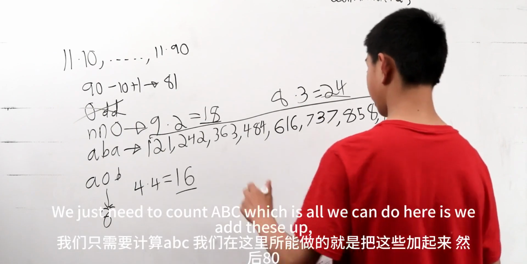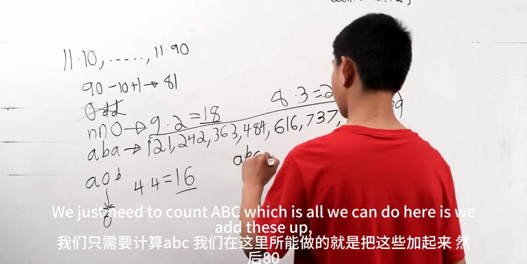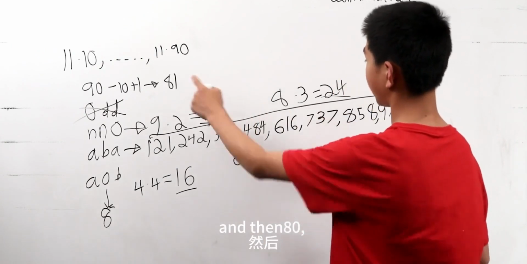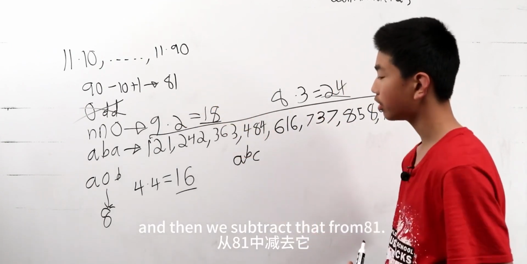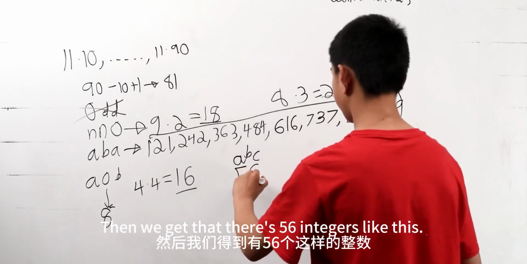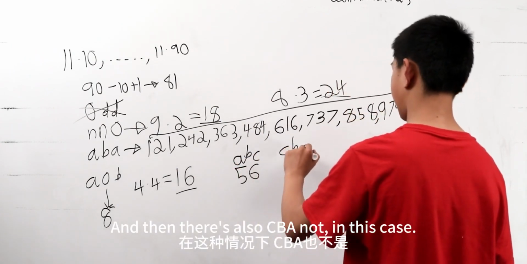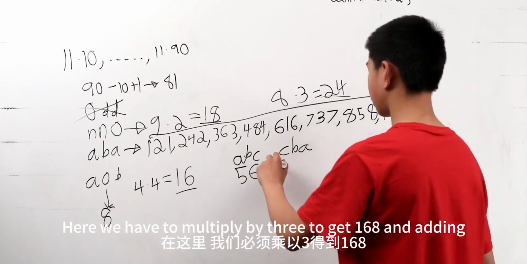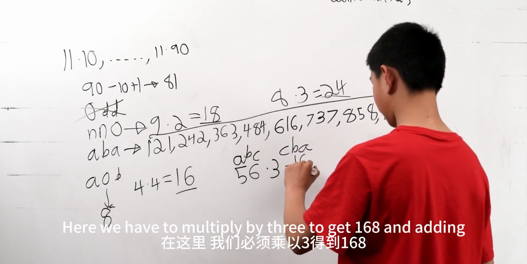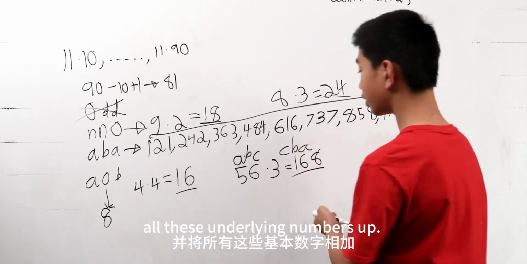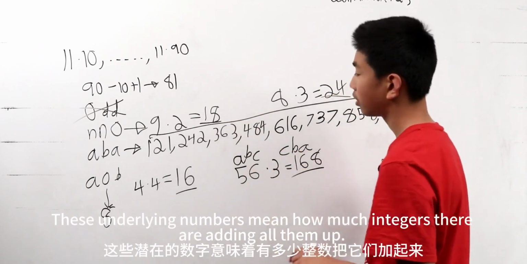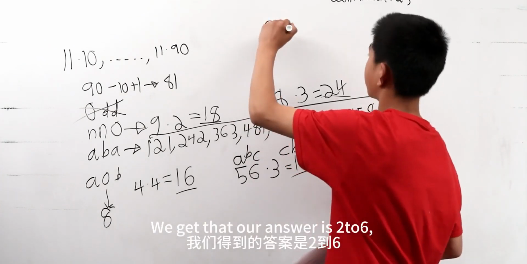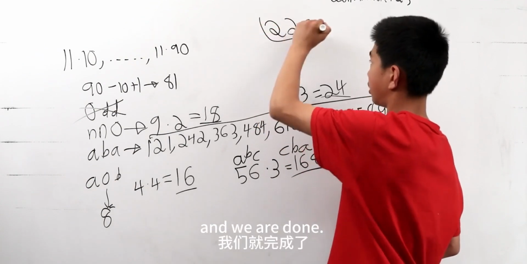We just need to count A, B, C. What we can do here is add these up, and then subtract that from 81, and then we get that there are 56 integers like this, and then there's also CBA. So here we have to multiply by 3 to get 168. Adding all these underlined numbers up, these underlined numbers mean how many integers there are. Adding them all up, we get that our answer is 226, and we are done.